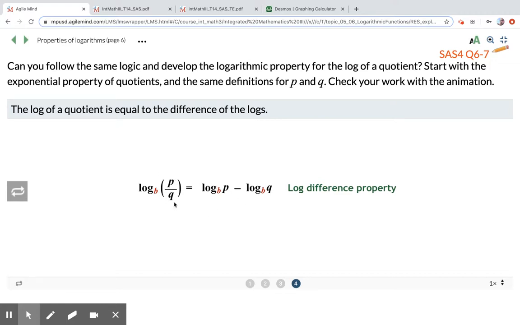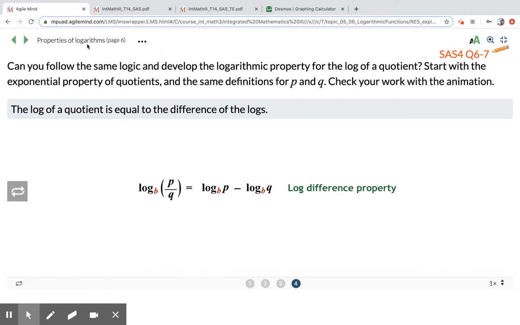So if I have two things in my argument that are being divided, that are a quotient, I can actually rewrite them as a difference of two logs. Please notice the top guy is always in front, the bottom guy is always at the back, and that's a minus sign in the middle. You got to watch out for that because, of course, we know that subtraction matters. So you got to be careful.